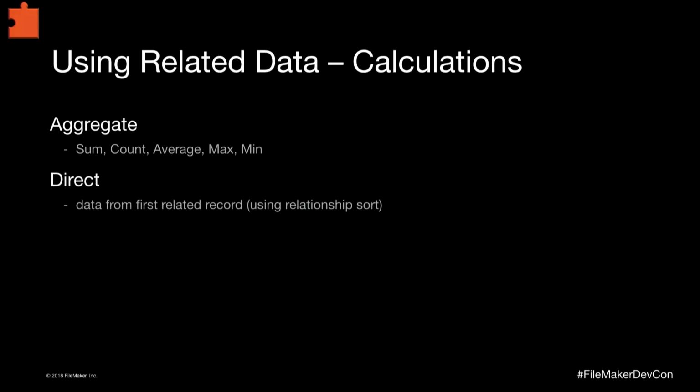And we can also do direct calculations on the related records, often the first related record. So we can go through and say, right, on this invoice, I would like to simply calculate the customer's name and address and have it as one block on the invoice.